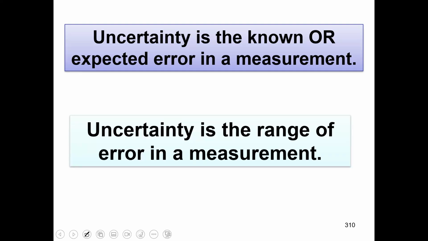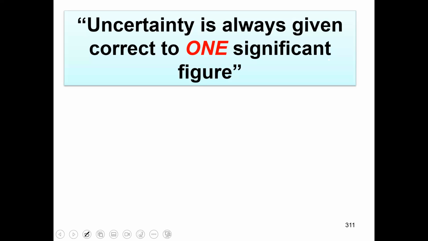Uncertainty is the range of error in a measurement. Then a very important concept comes. Uncertainty is always correct to one significant figure. You have to copy this.